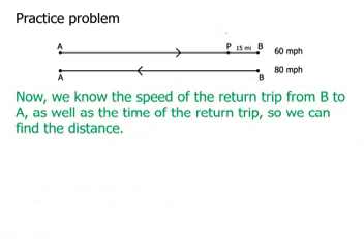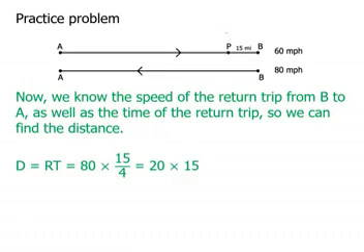Well, now we know the speed as well as the time, so we can figure out the distance. And that distance, of course, is the distance we're looking for, the distance from A to B. So the speed is 80. The time is 15 over 4. Remember the great trick, cancel before you multiply. 80 divided by 4 is 20. 20 times 15, well, 2 times 15 is 30, so 20 times 15 is 300.